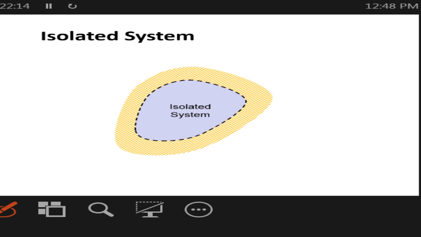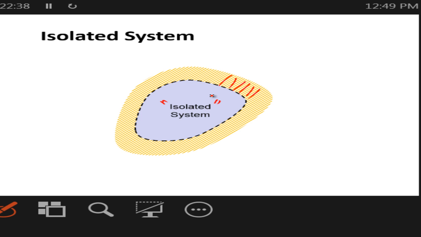What's an isolated system? Well, an isolated system has no mass transfer and no heat transfer and no work transfer, no energy transfer at all with its surroundings. So it's isolated from the surroundings. That's what this dashed line is supposed to indicate. It's like insulated with no work and no heat.